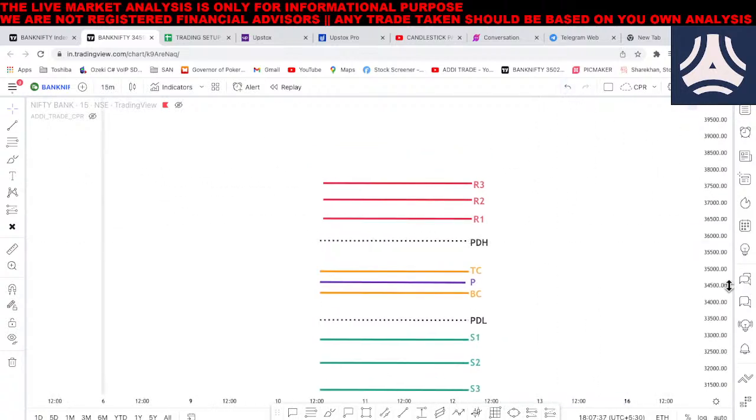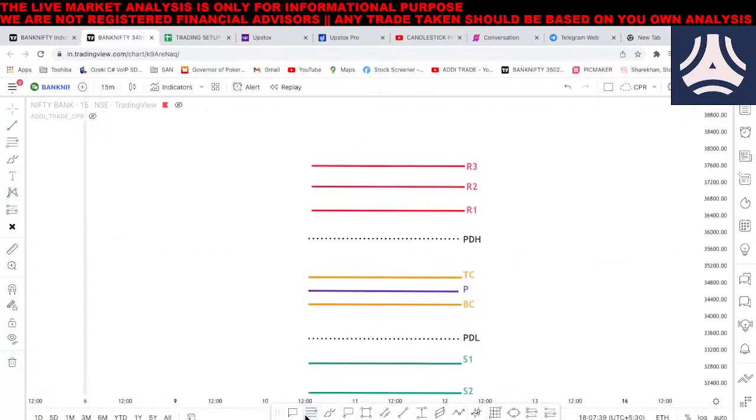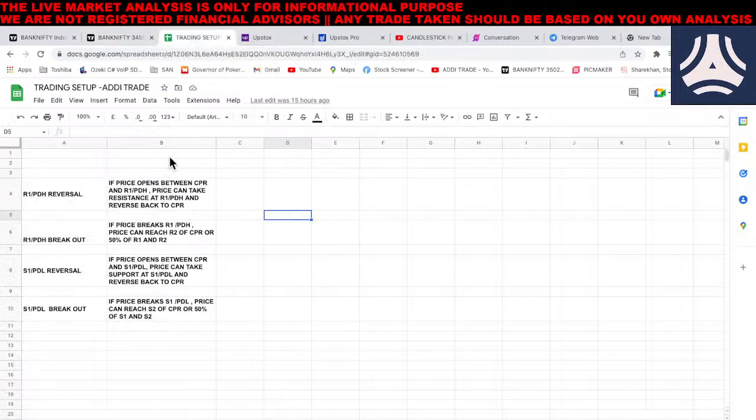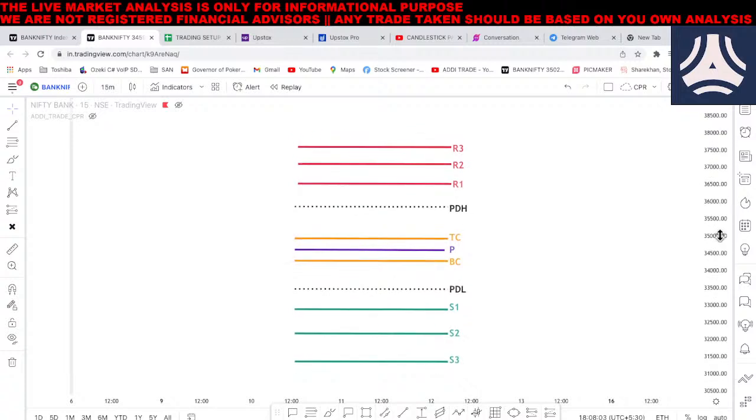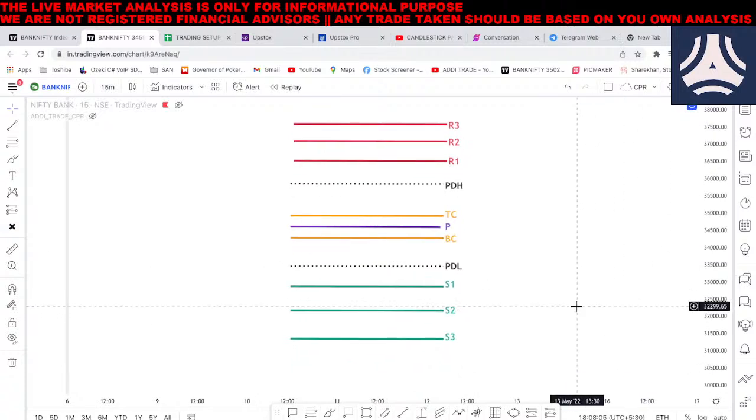So I'll just explain the second setup that we are seeing, that is if the price breaks previous day high and R1, most likely it will hit R2 or 50% of R1 and R2. First I'll explain all these four logics, then we will see some examples in the real-time chart, and I'll explain more about the entry and exit, how to place stop loss and all that, how I do it.